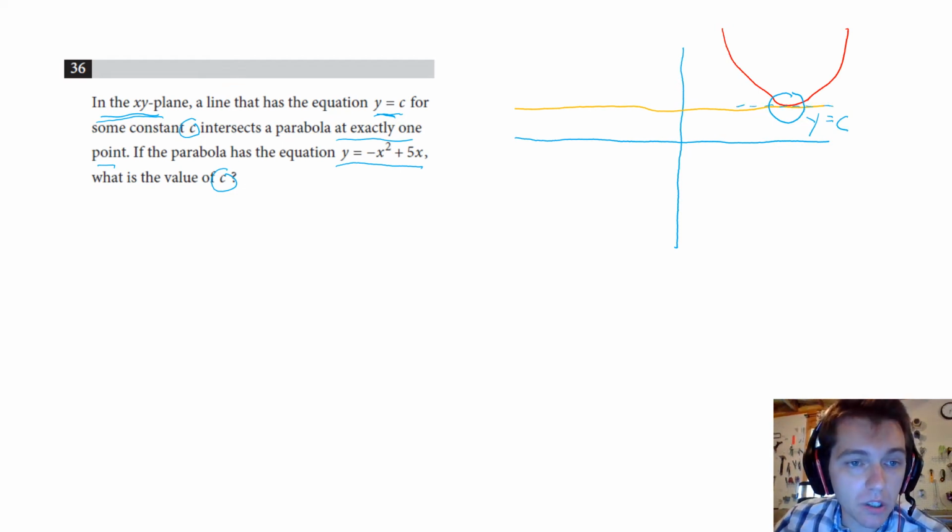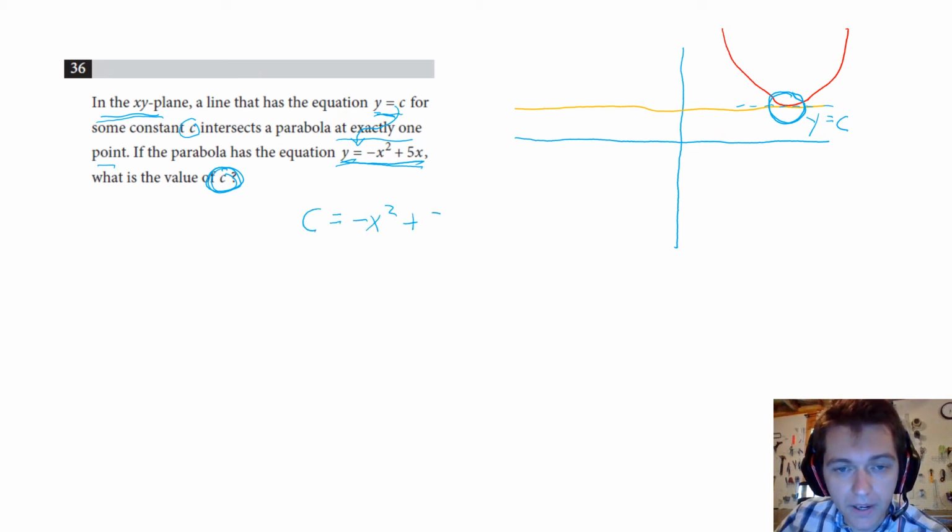Okay, back to the words. If a parabola has the equation y is equal to negative x squared plus 5x, what is the value of c? What they're looking for in the end is the value of c. You know this one solution here, which means that you can take this y, plug this equation into this. Leaves you with c is equal to negative x squared plus 5x.